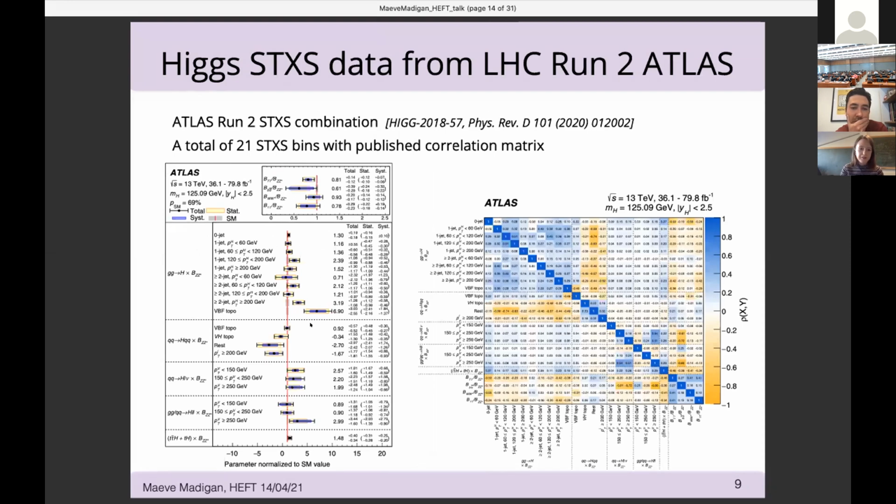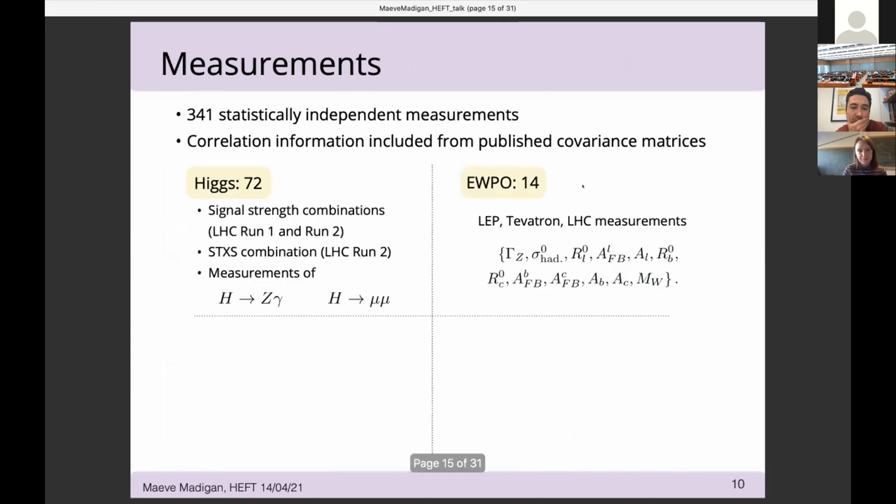So this provides a huge amount of differential information about the Higgs production. And it's really easy for us to use. We are much less likely to make mistakes as theorists using this experimental data. So this is a wonderful resource. As well as Higgs to Z gamma and Higgs to mu mu signal strengths in the Higgs sector.